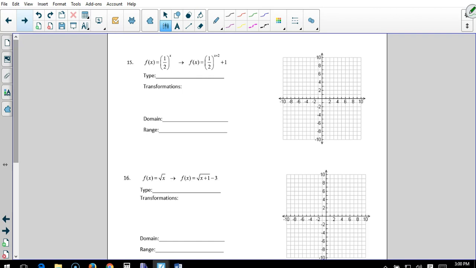Okay, more of the same. We have the x up in the exponent, which means it's going to be exponential. Technically, it's decay, but you can just write exponential. This 1/2 tells us it's decay, because it's less than 1. Then, this plus 1 is going to move it up 1. This plus 2 is going to move it left 2.